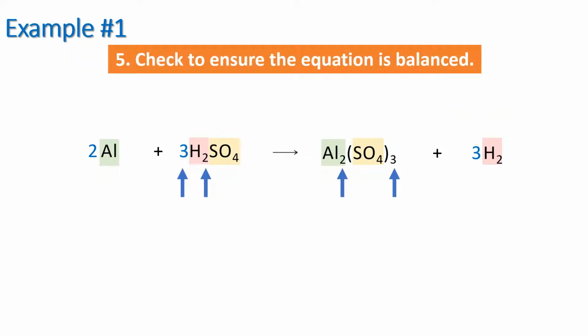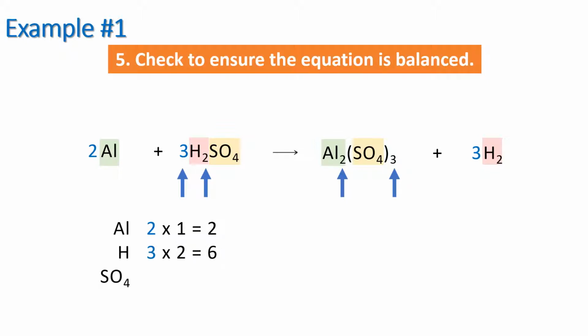Now we need to do a quick check to make sure we've accounted for all of our elements on both sides of the equation. And the elements involved are going to be aluminum, hydrogen, and that sulfate ion. So for aluminum, it has a coefficient of 2 and a subscript of 1, and we multiply those and we get 2, so we have 2 aluminum atoms.